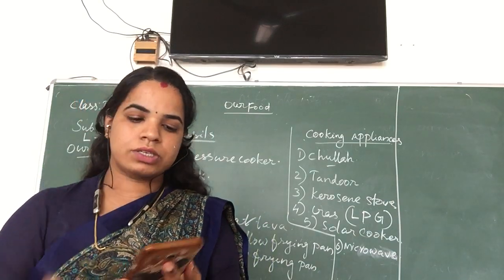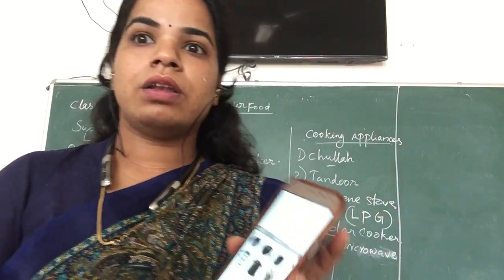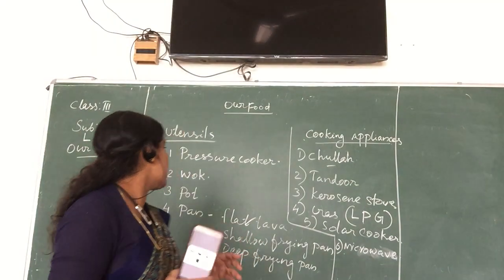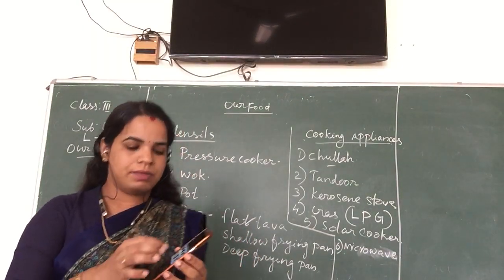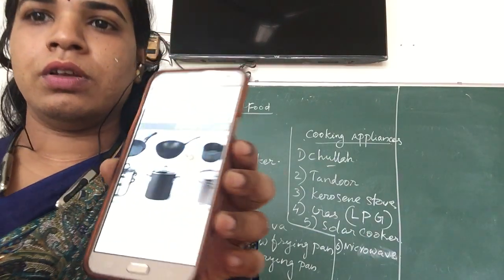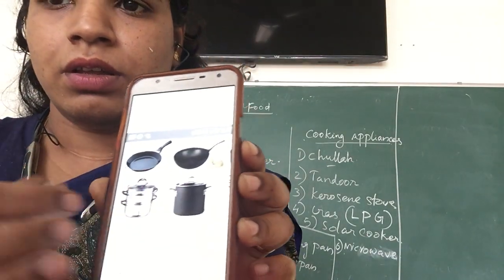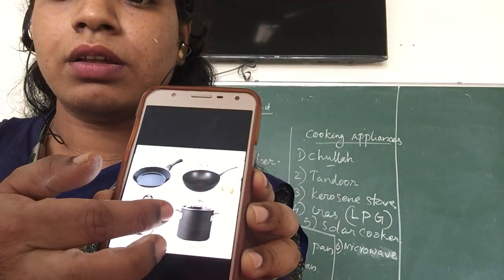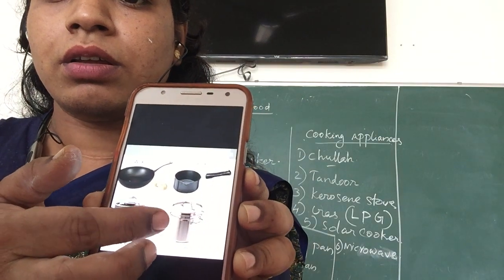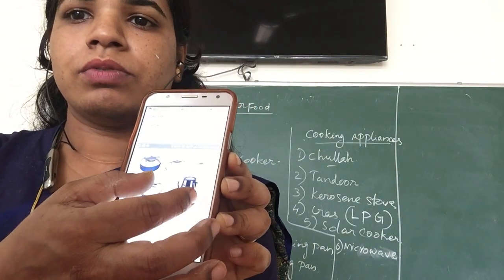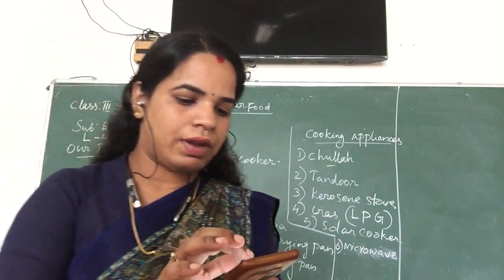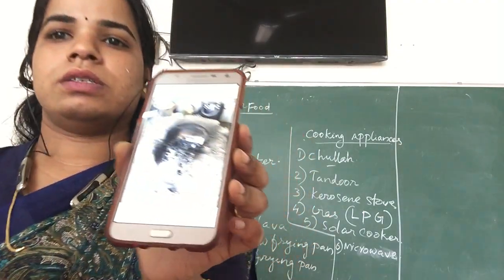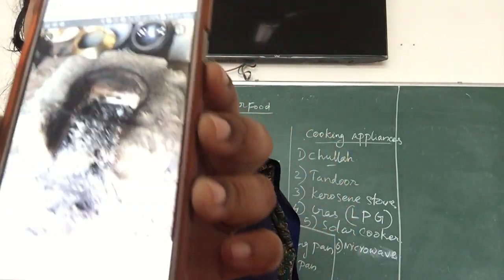I am showing the pictures to you. You have also seen the different pots, mixers and utensils we have to use to cook the food. These are the different utensils. And next you have to see the different appliances. Is it clear?